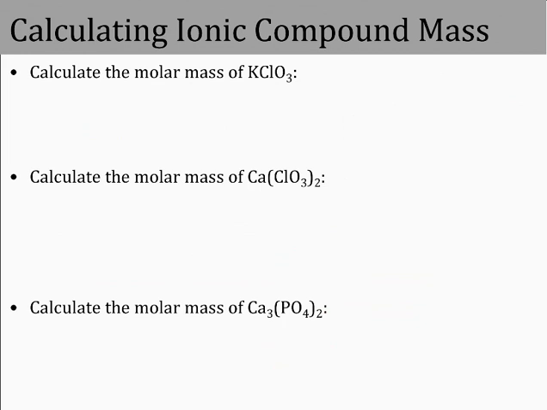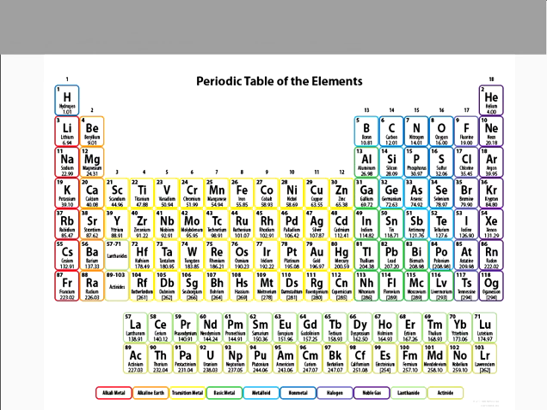So let's practice calculating ionic compound mass. In particular, these different ionic compounds contain polyatomic ions. Remember that polyatomic ions contain multiple elements with an overall charge. So we're going to try to figure out the masses if we have multiple polyatomic ions present in an ionic compound. But first, let's calculate the molar mass of KClO3. We're going to probably need our periodic table, so if you want to pull that up. I also have one on the next slide, so we'll keep referring to this as well.